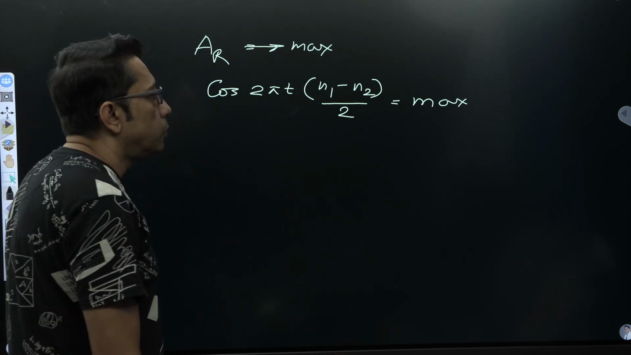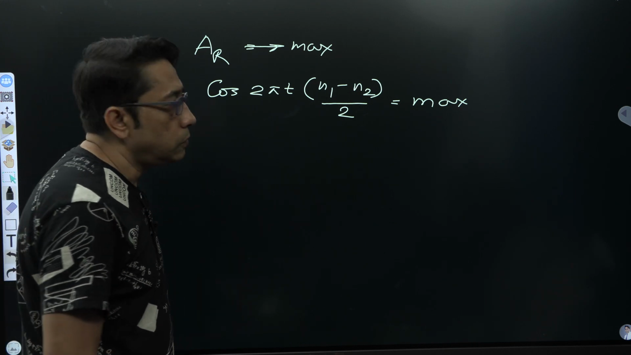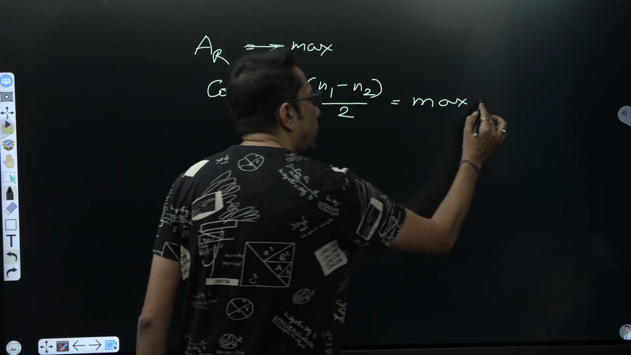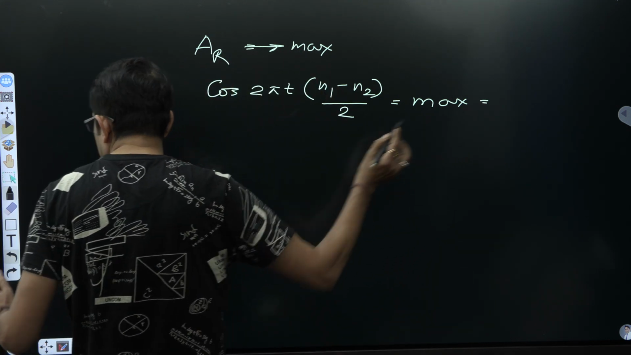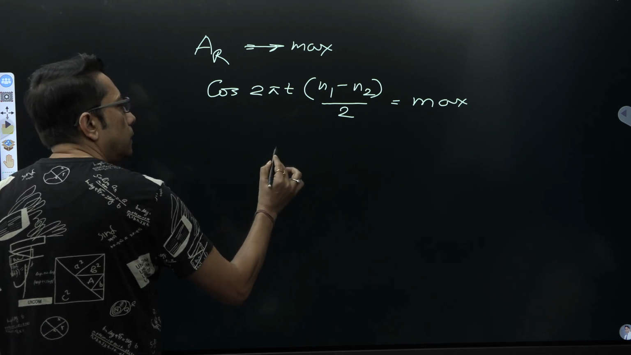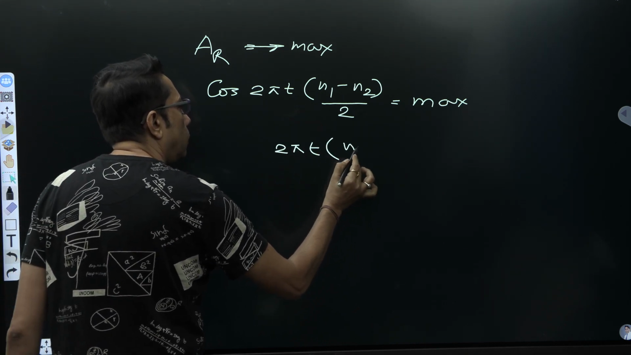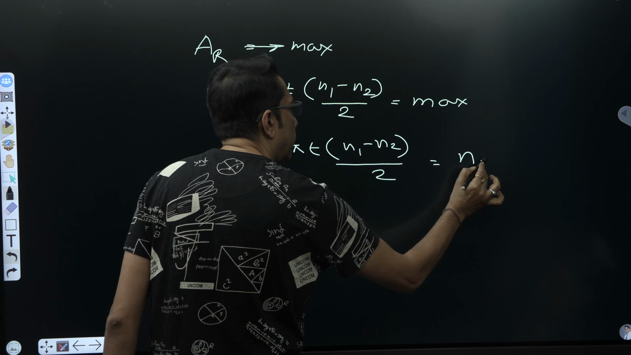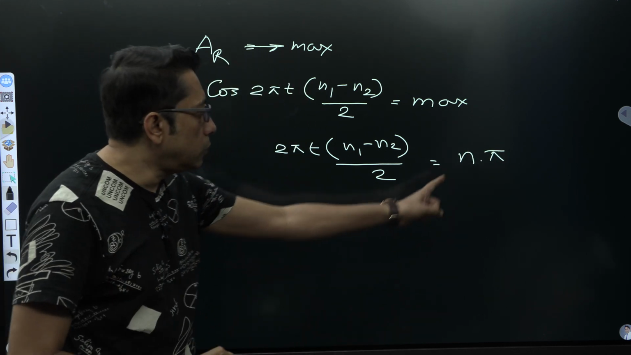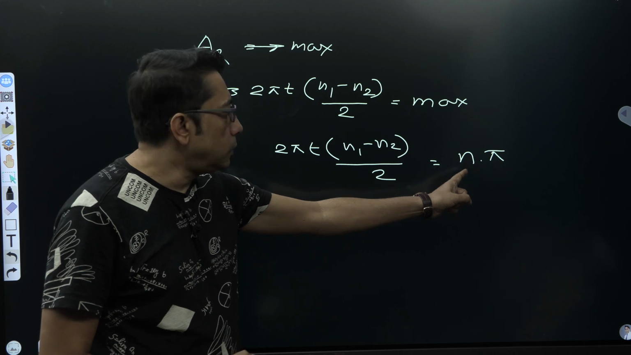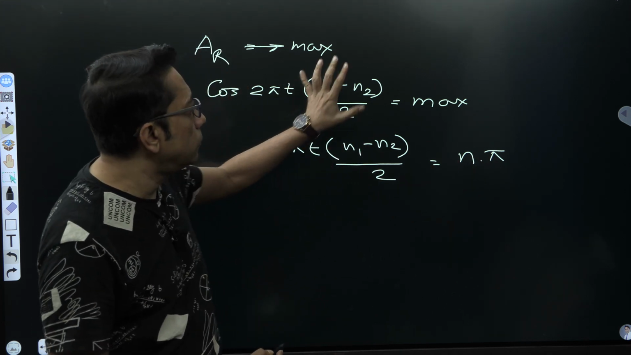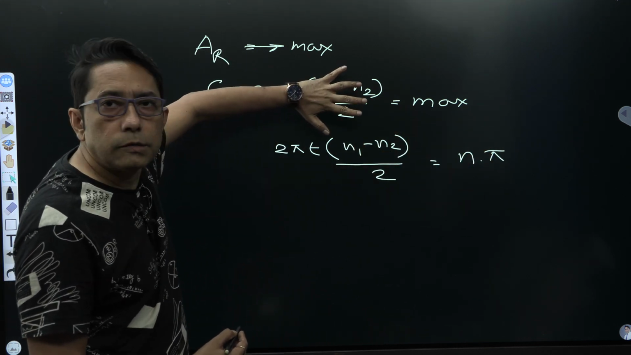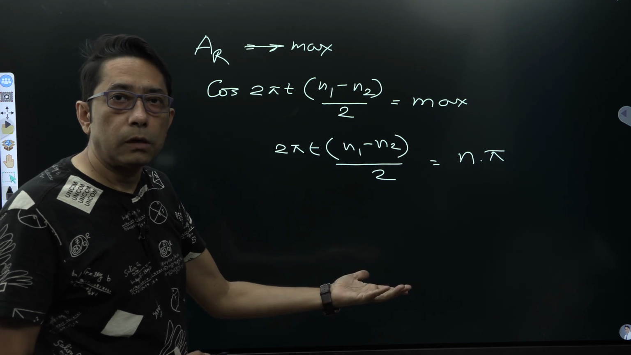Here we will consider both plus 1 and minus 1 to be maximum values. If plus 1 and minus 1 both are taken into consideration, then cos theta will give you maximum value when theta, that is this angle 2 pi t (n1 minus n2) by 2, is given by n times pi. Why? If n equals 0, then 0 into pi means 0, so this angle will be 0. So cos 0 degree is maximum, yes, plus 1.